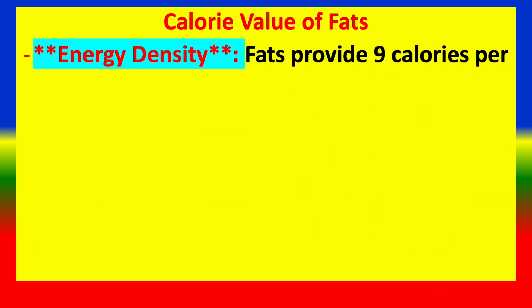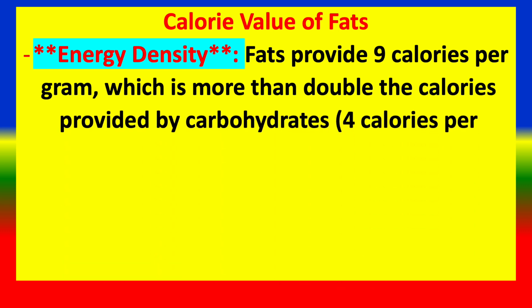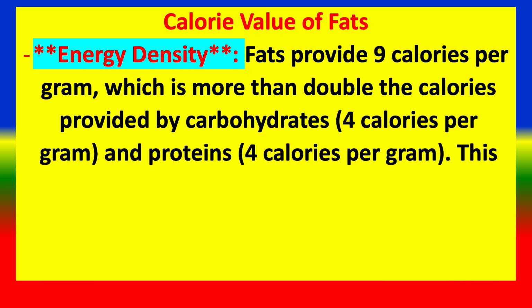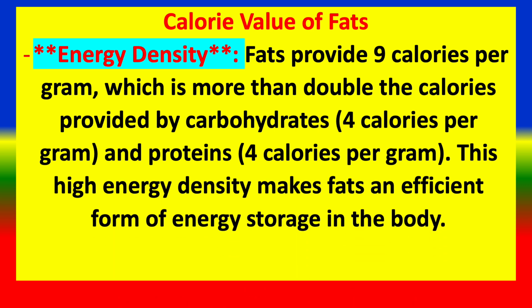Calorie value of fats. Energy density. Fats provide 9 calories per gram, which is more than double the calories provided by carbohydrates, which is only 4 calories per gram, and proteins, 4 calories per gram. This high energy density makes fats an efficient form of energy storage in the body.